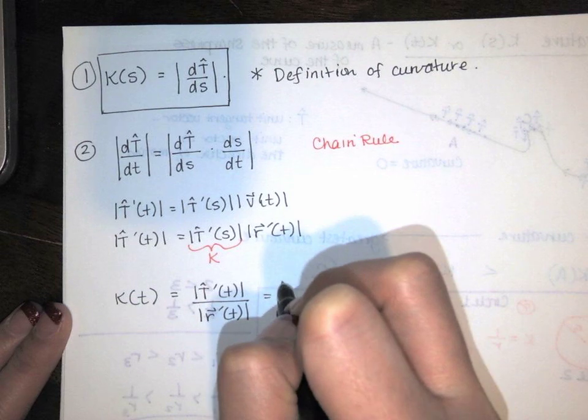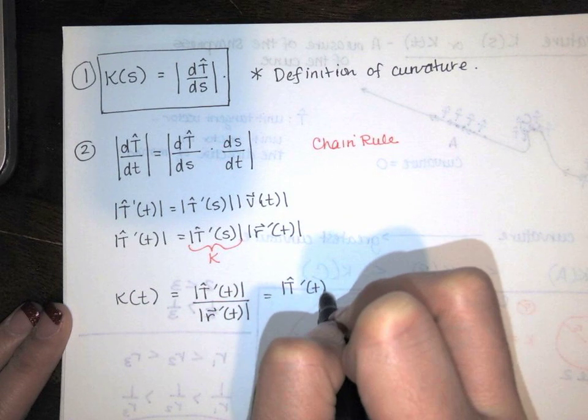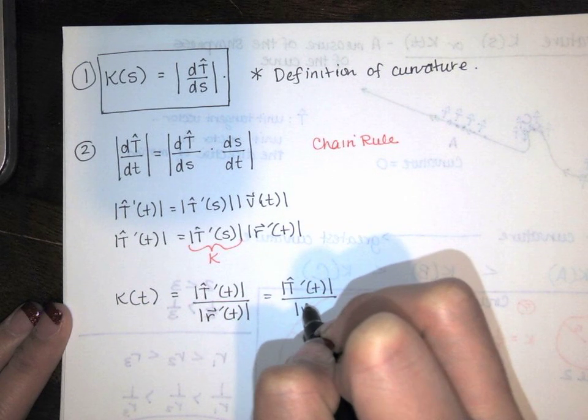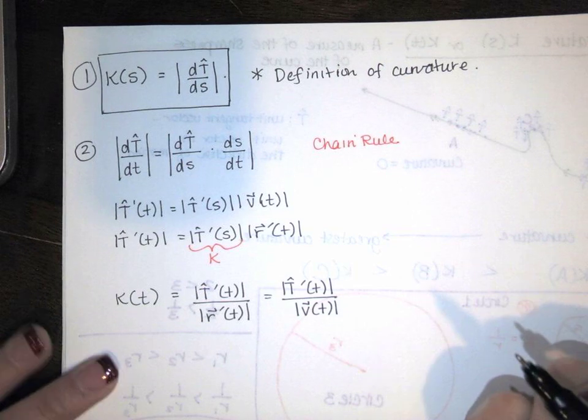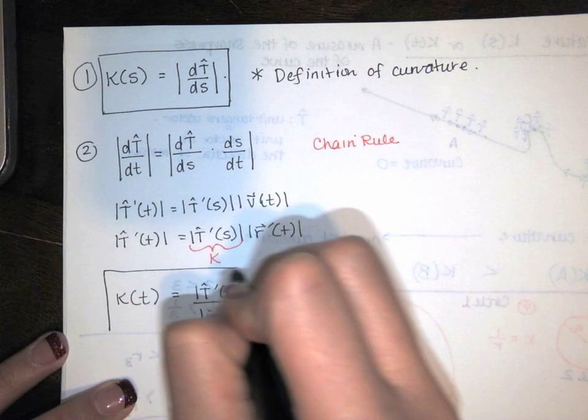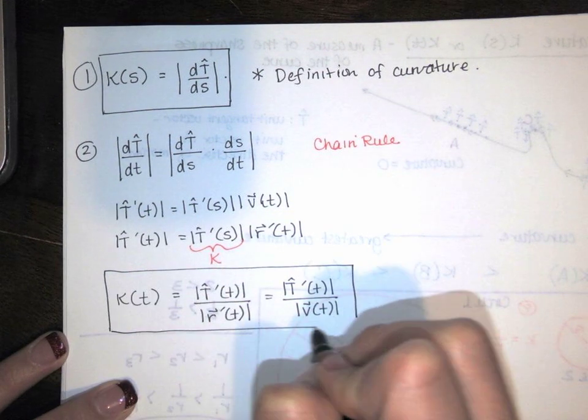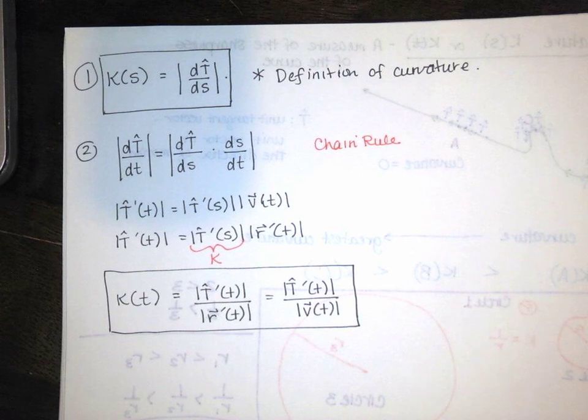Or if you prefer, you could call that T hat prime divided by speed. That'd be fine too. So this is one way that we calculate curvature. This is a much more direct way.